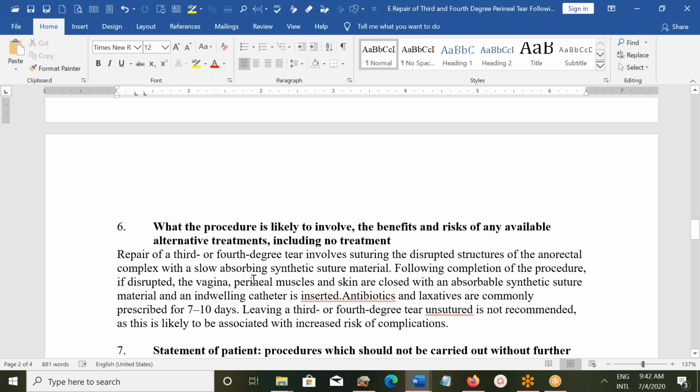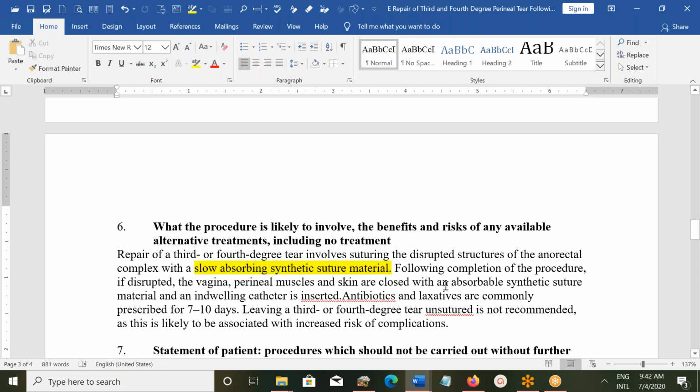Then you need to tell the patient what is this process, what does it involve, what are the risks, is there any alternative treatment, or you should tell them what will happen if we do not do it. So repair of the third or fourth degree tear involves suturing the disrupted structures of the anorectal complex with a slow absorbing, not rapid absorbing, suture material.